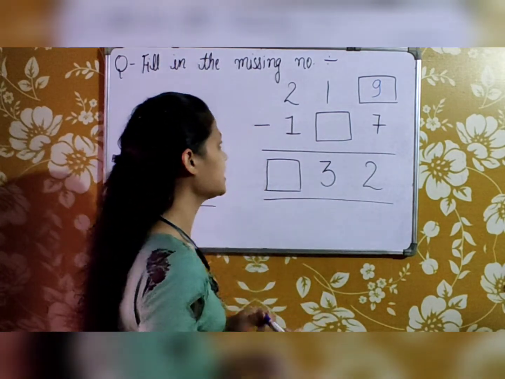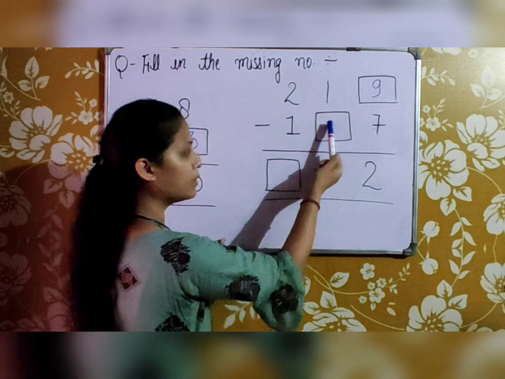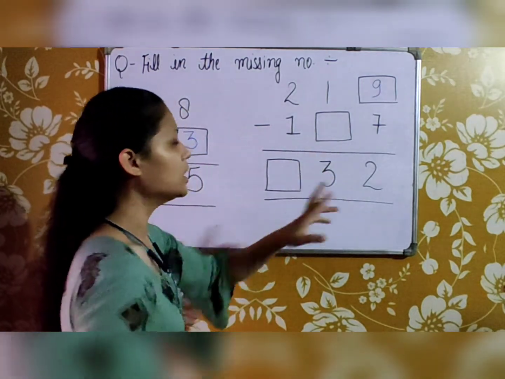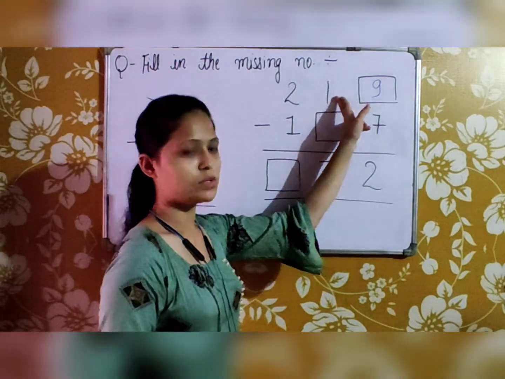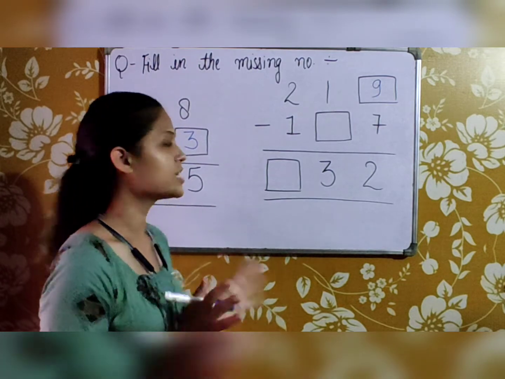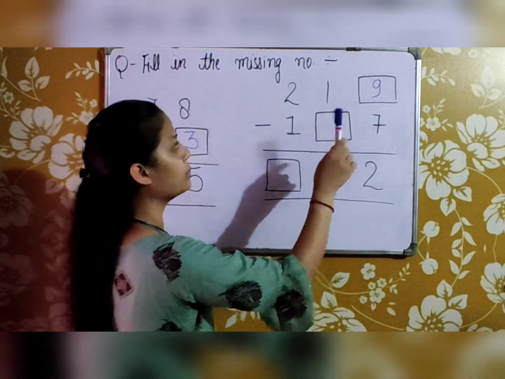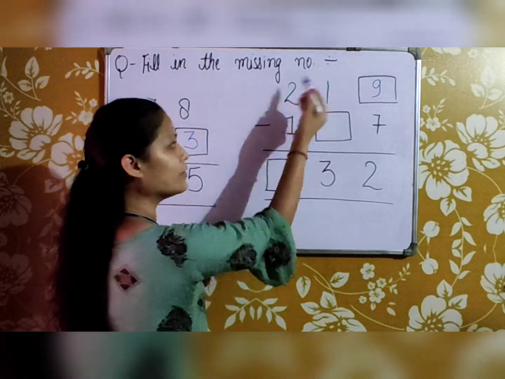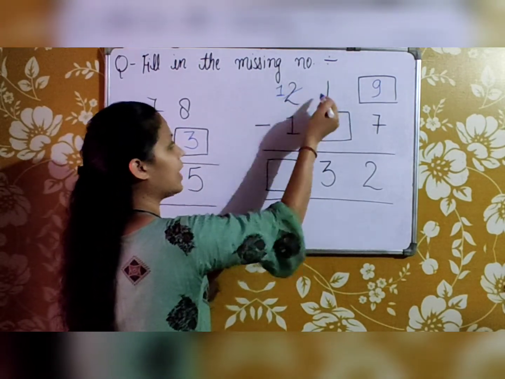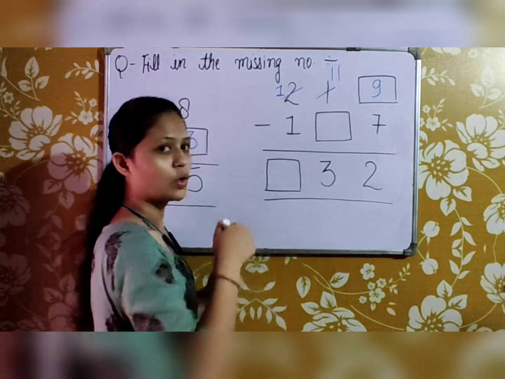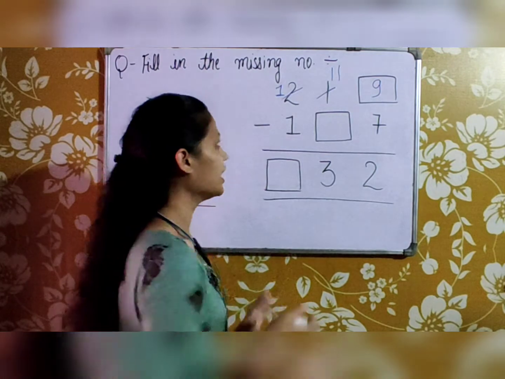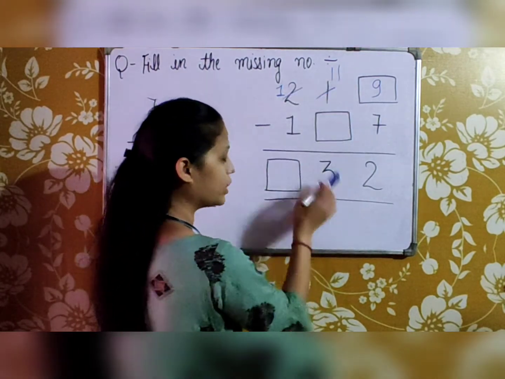And now here, let's see. 1, this is blank and this is 3. So 1 is a smaller number. We can't subtract anything from 1 and get 3. No, this can't happen, because 1 is a very small number. So we will borrow 1 from here. This will become 1 and this will become 11. Now we can minus something from 11 so that it will come 3.